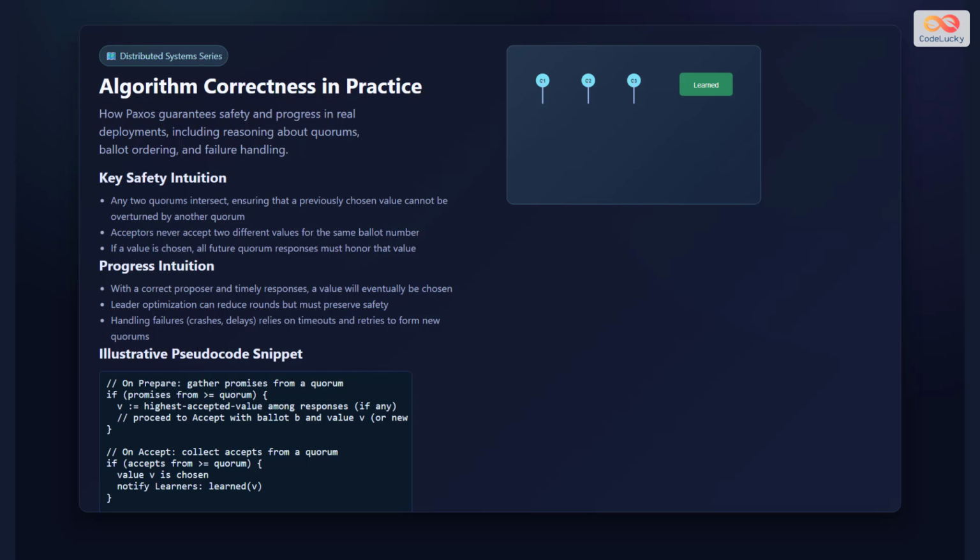Fourth, dealing with Byzantine failures, though standard Paxos assumes only crash failures. Finally, coordinating learners to propagate chosen values efficiently. Each of these challenges requires careful engineering. Many production systems add layers on top of basic Paxos, like batching, pipelining, and view changes to handle these concerns.